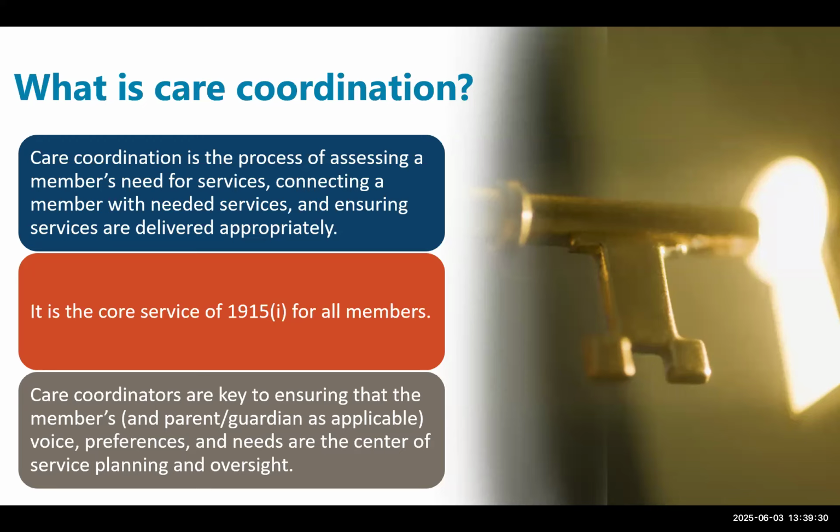At the core of 1915(i) are the care coordinators. Care coordinators assess a member's needs for services, connect a member to needed services, and they ensure services are delivered properly once they start. As we stated here, it is the core service of 1915(i). All 1915(i) members have a care coordinator, and actually, if they go 90 days without having any services, which means they go 90 days without meeting with their care coordinator at least once, the bare minimum, they're not actually eligible for 1915(i) anymore. So it's important for the member to stay in contact with the care coordinator.